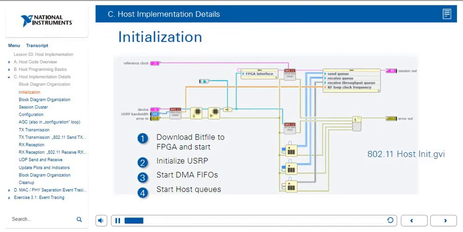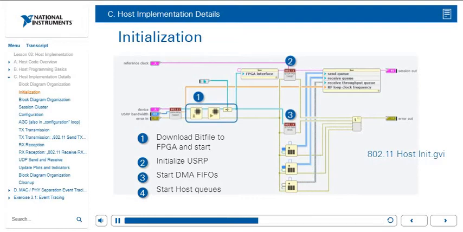In the initialization code, four main things happen. The first part is we download the bit file to the FPGA and actually start the FPGA code. Remember, the FPGA is running most of the physical layer, and therefore it is really important that we do this. The next part is to initialize the USRP. The next is to actually start our DMA FIFOs so that we can stream data to and from the FPGA. And then finally, we start all the host queues so that we can pass data between all of our loops that are running on the host, like seen on the previous slides.